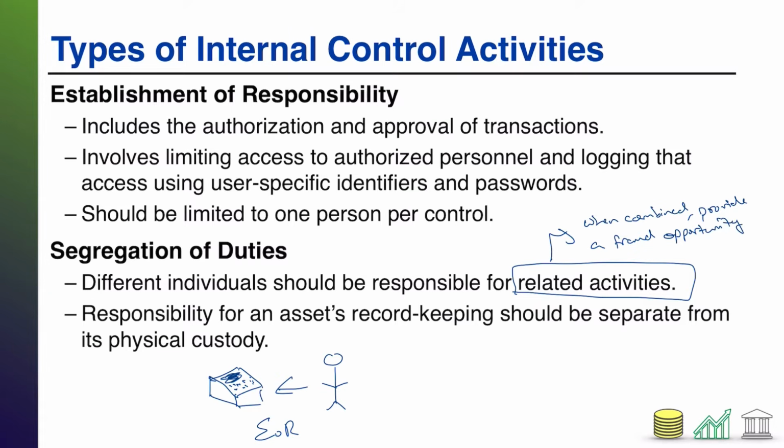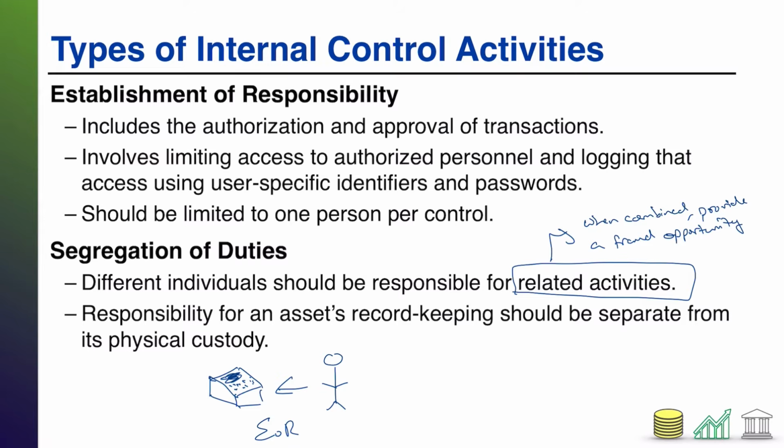Okay? So, what, when combined, provides a fraud opportunity? Well, look at my second bullet here. Responsibility for asset record keeping and physical custody. If a single person can both record transactions and take physical custody of the asset involved in the transaction, that person could theoretically defraud the company.